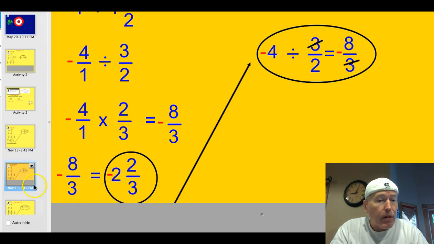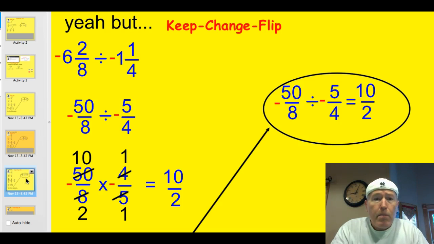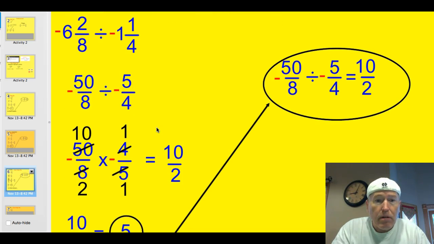All right, very good. But what if it's two mixed numbers? It doesn't really matter. We're just going to do the same thing. We're going to rename negative 58ths. 6 times 8 is 48 plus 2 is 50, so it's a negative 50 eighths. And this is a negative 5 quarters.